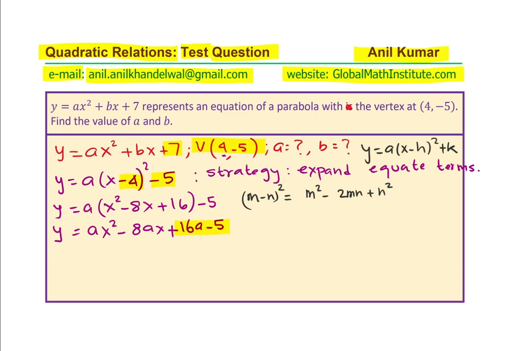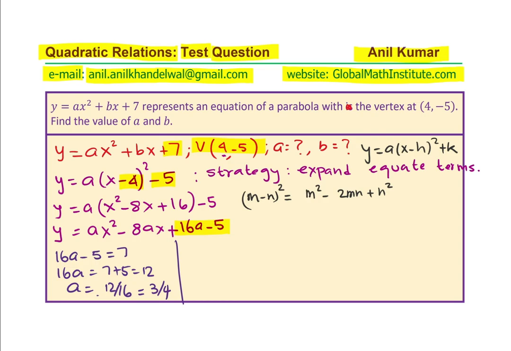So, we say, well, 16a minus 5 should be equal to 7. 16a should be 7 plus 5, which is 12. And therefore, a is 12 divided by 16, which is 3 by 4. So, we get the value of a.